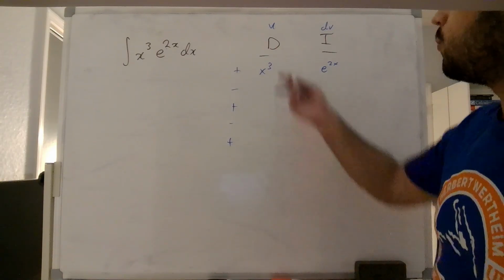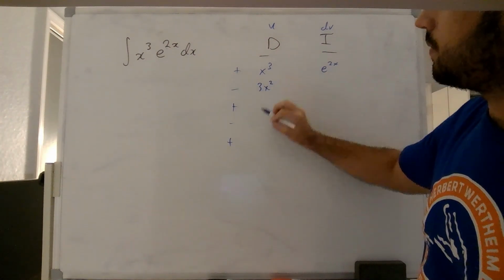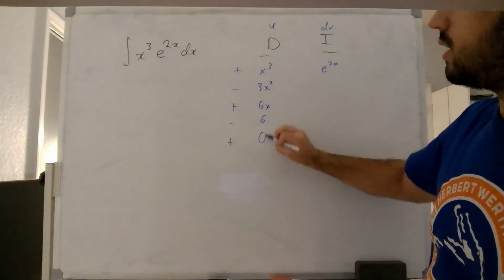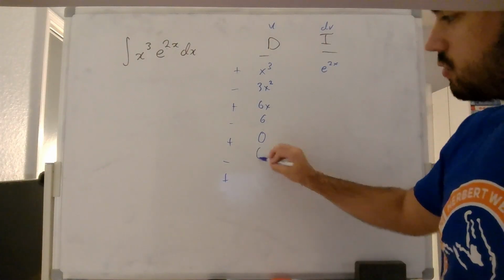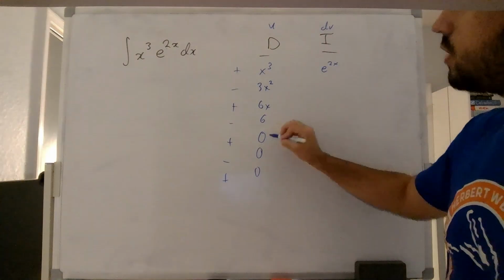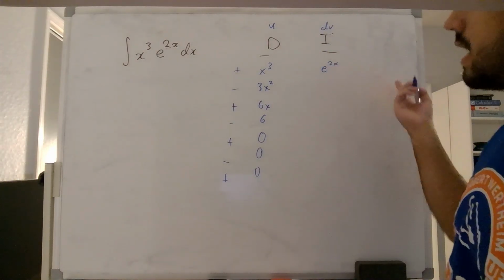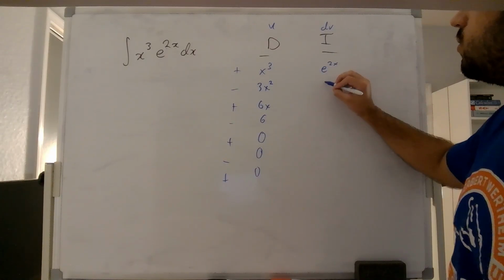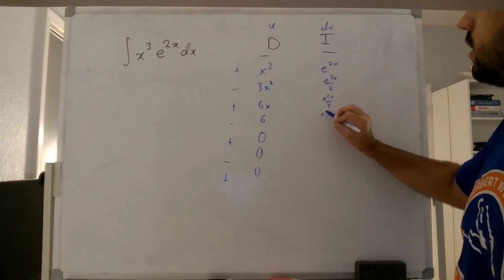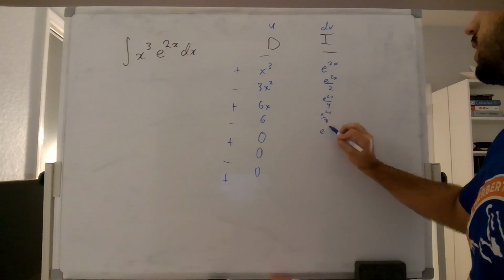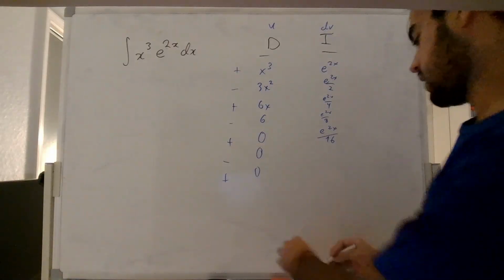Now from here, we just continue taking the derivative on the D side. So we'll get 3x squared, 6x, 6, and 0. I made it up until the derivative equals 0. Obviously, you can continue, but it'll be 0, 0, whatever. The point is, once you get to 0. Now, if you differentiated on the D side, on the I side you integrate. So we get e to the 2x over 2, e to the 2x over 4, e to the 2x over 8, and then e to the 2x over 16. I know it's a little messy, but I can work with it.